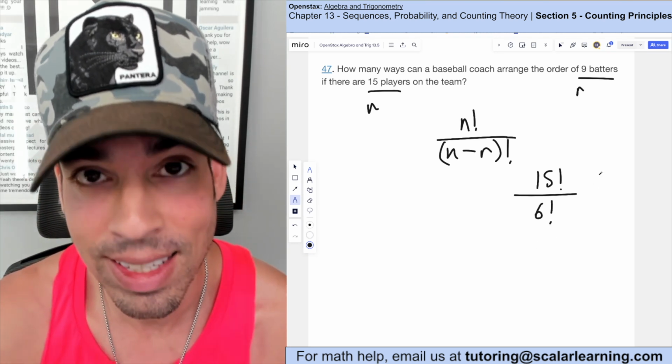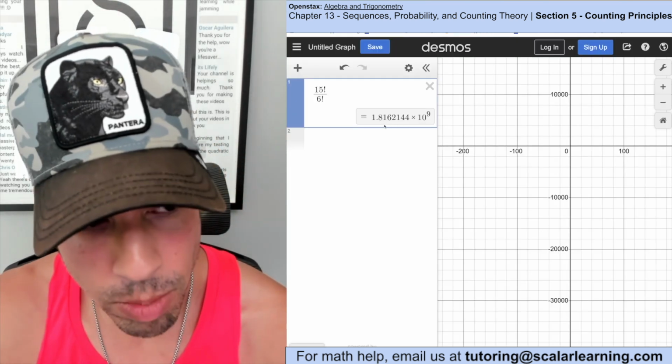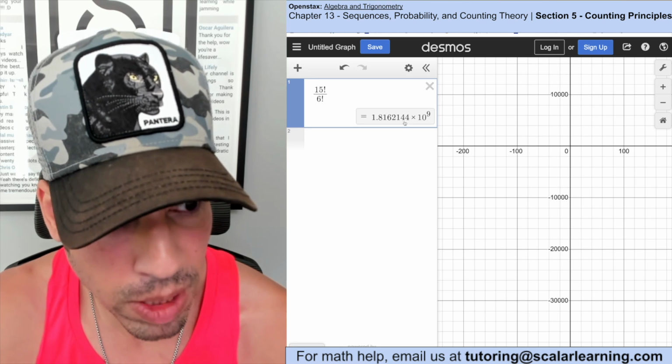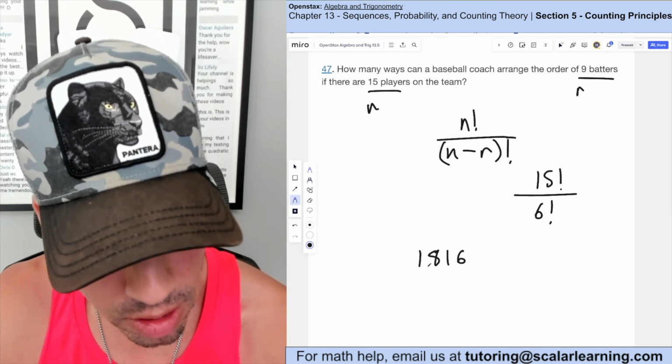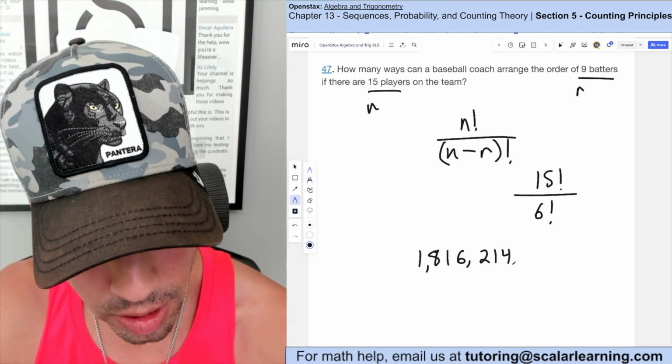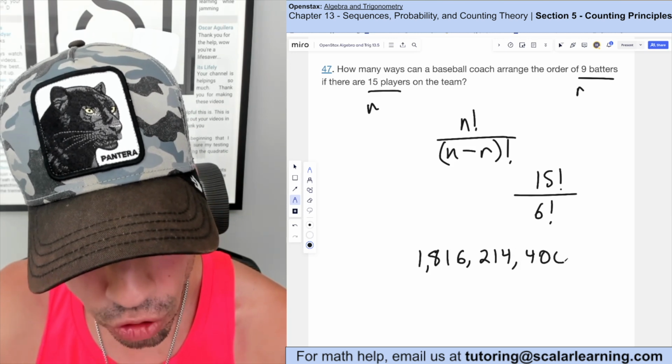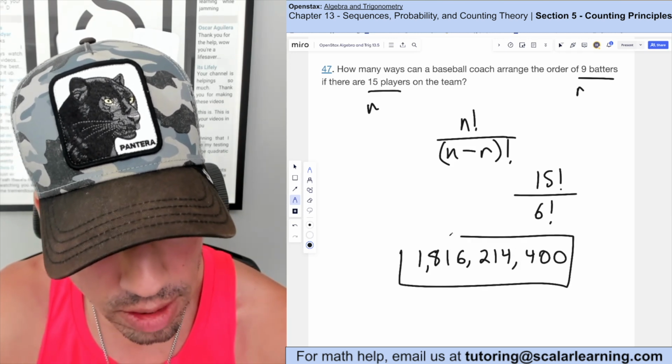Let's see what that is in Desmos. And here we get this huge number to the 9th power, which is in the billions. And writing this in regular notation, it's 1,816,214,400. So that's your answer. That's how you do it.